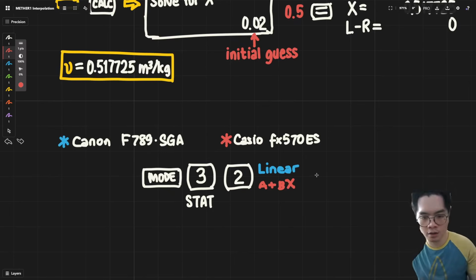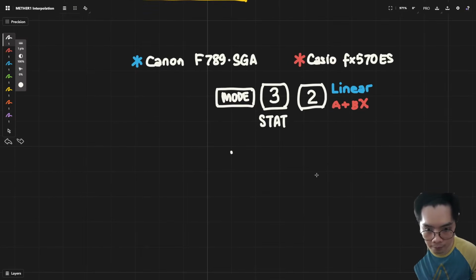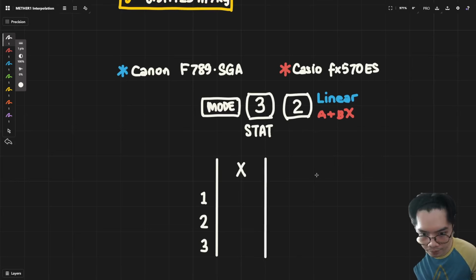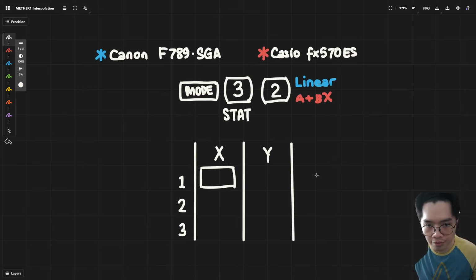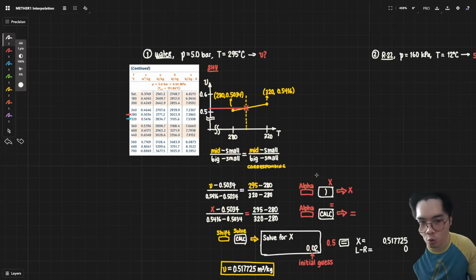And so once you are in this mode, what you will see for both the Canon F789 and the Casio F570, you will see this table right here. You'll have 1, 2, 3, and you will have X, then you will have Y, and then this other thing. And now, what you're going to do currently, for both calculators, you have this cell currently highlighted. So what you will do is now you will try and turn this into a table problem.